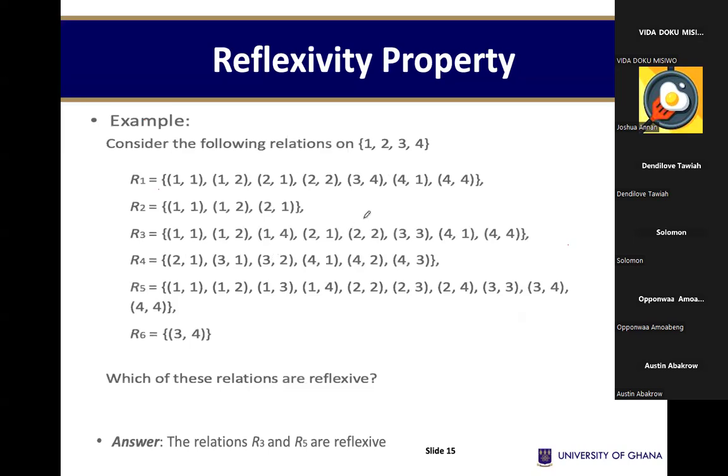Let's look at an example. So this is an example whereby you're going to have the set containing 1, 2, 3, and 4, right? So for us to be able to judge that each of these relations, 6 relations on the table, is reflexive, then I should be able to see this. 1 is related to 1 here. So 1 should be related to 1.